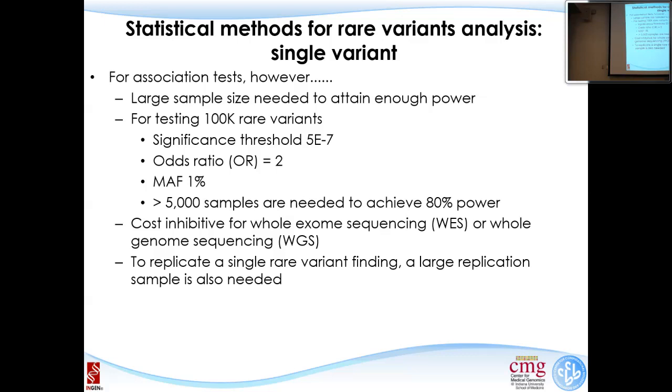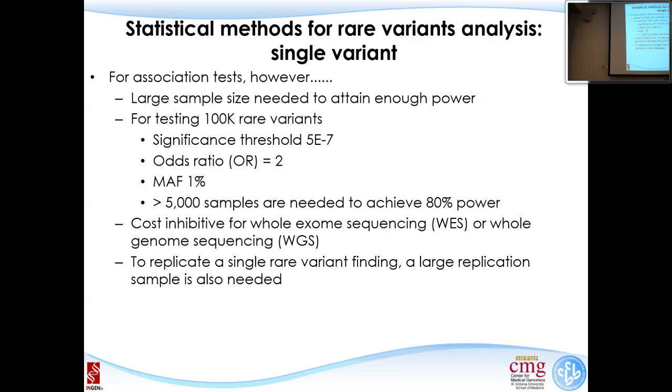Yeah, so this is why you can use whatever statistical method I talked about before in single variant analysis for rare variant analysis, but the problem is the power. This is just a simple power calculation. For just testing 100,000 rare variants, which is actually a pretty big number of variants you are going to test in your typical study.